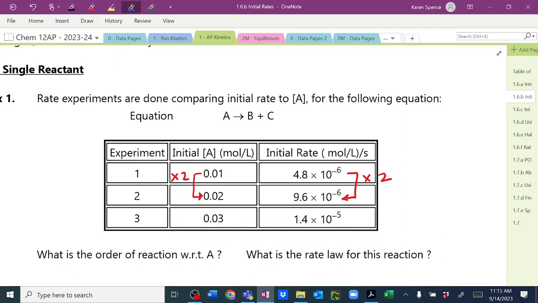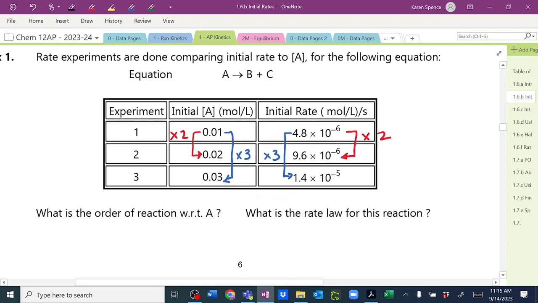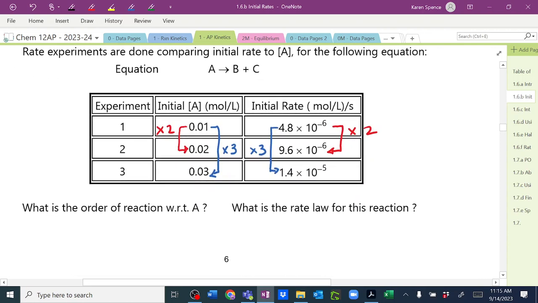Let's say you wanted to compare experiment 1 to experiment 3. We triple the concentration. What happens to the initial rate? It triples. So what is the order with respect to A? 1st order. Please write the rate law for the reaction.